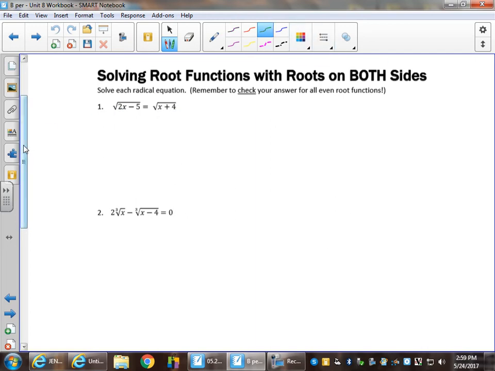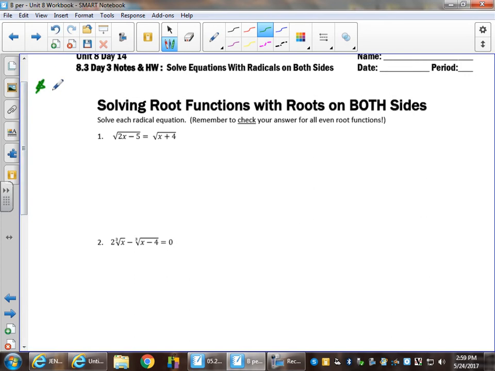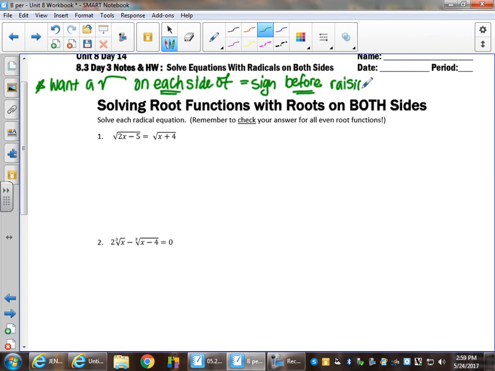So let's write a little note. Want a radical on each side of the equal sign before raising both sides to a power.